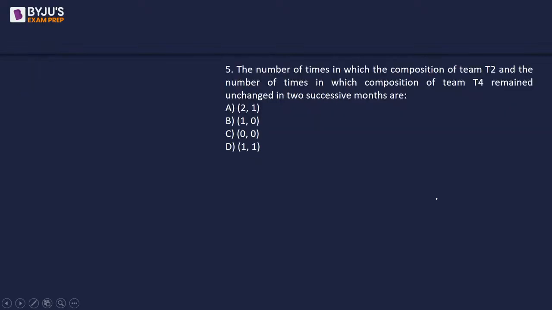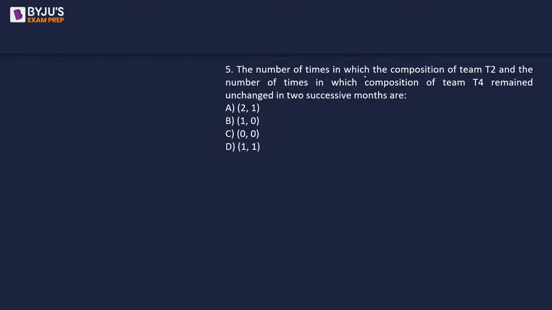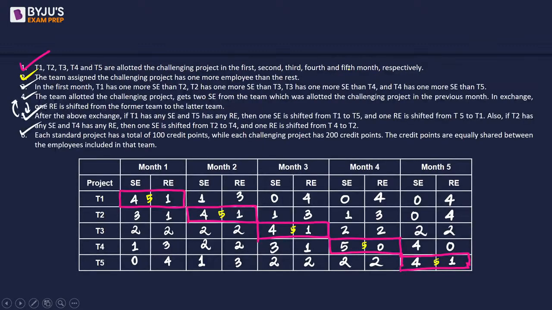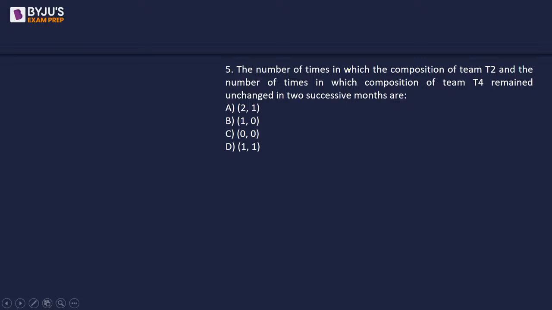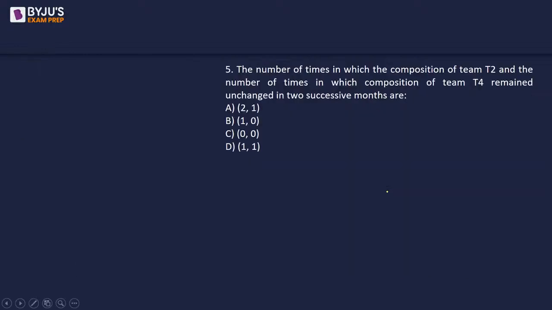Now, first question. The number of times in which the composition of team T2 and the number of times in which composition of team T4 remain unchanged in 2 successive months are. T2 का interchange कितनी बार रहा है? 1313 for 2 consecutive months, right? And T4 has never been same, right? It has been there for only 1 month.